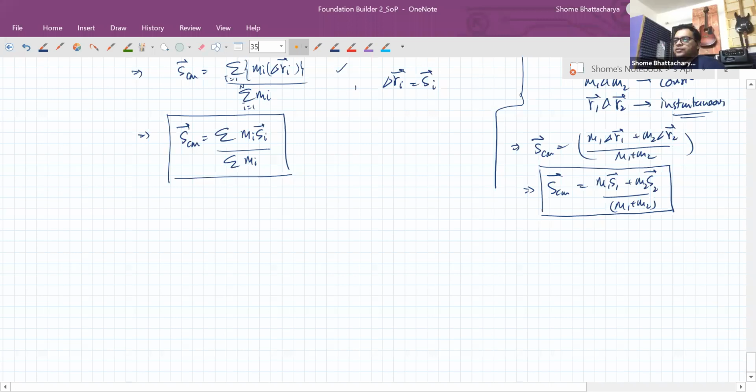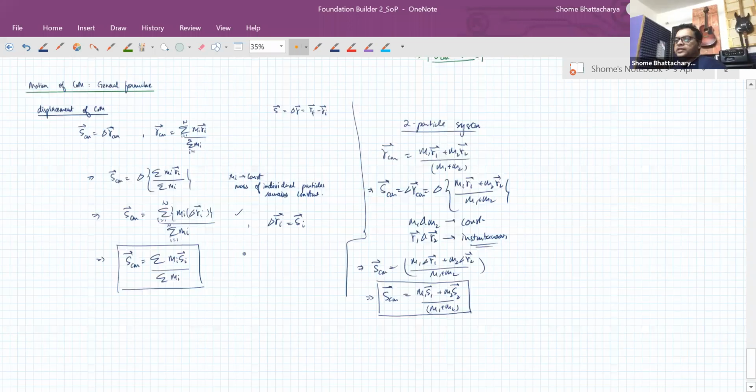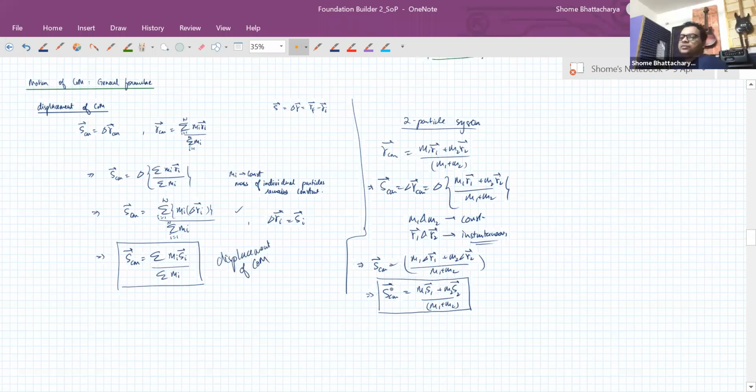Now, the first thing that we study in kinematics in motion is the definition of displacement. So here it is the displacement of the center of mass. Displacement of center of mass in terms of the individual displacements of the particles is given by this particular formula. So just make a note of this, people.